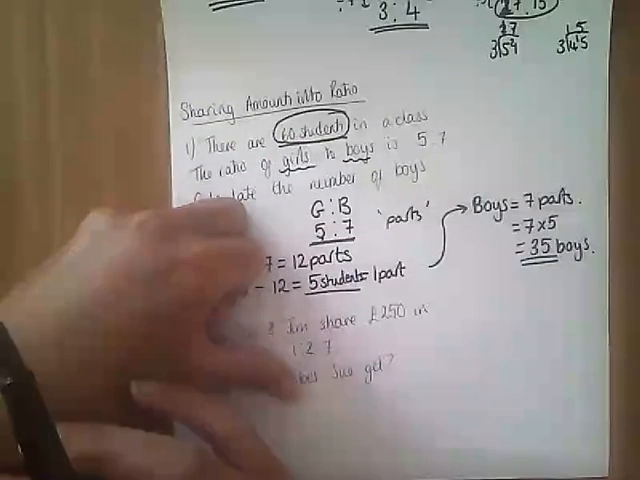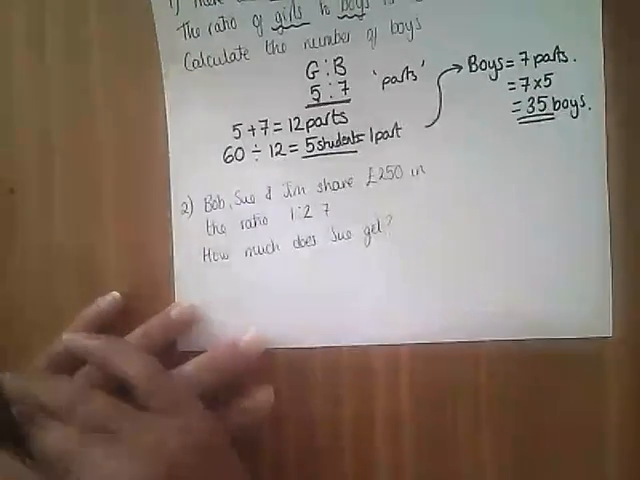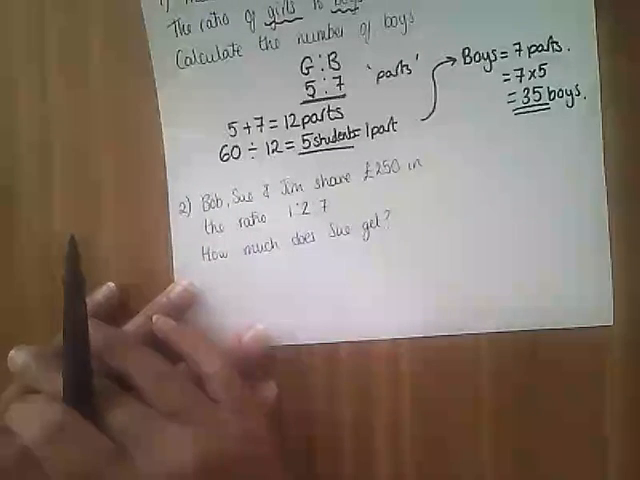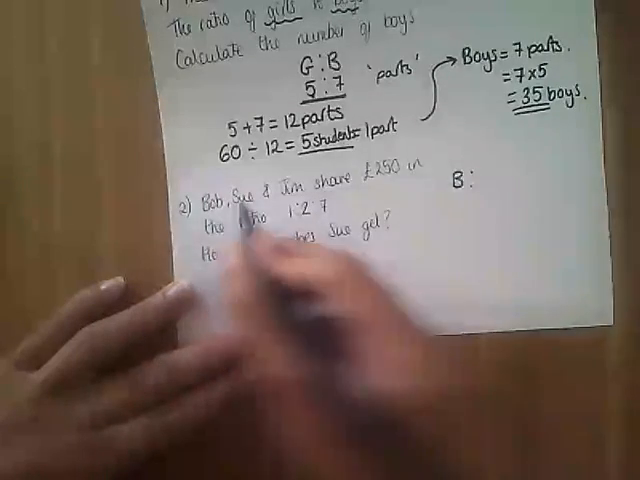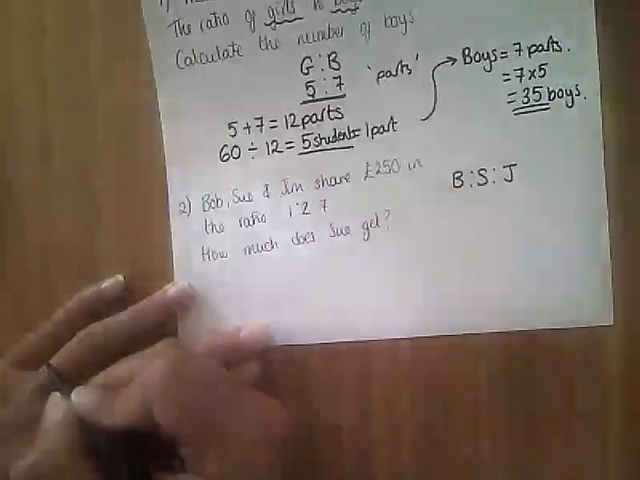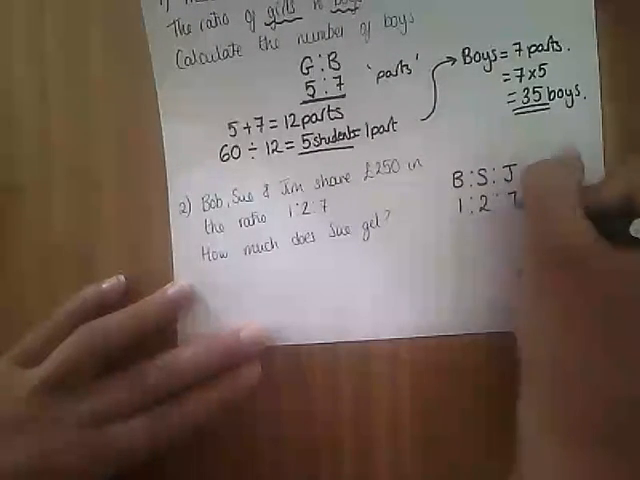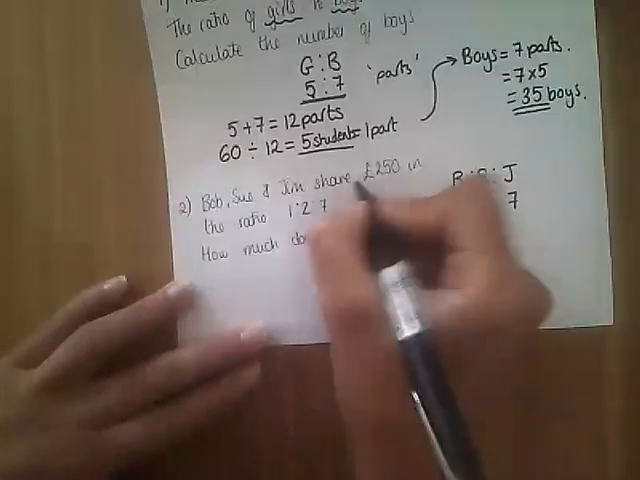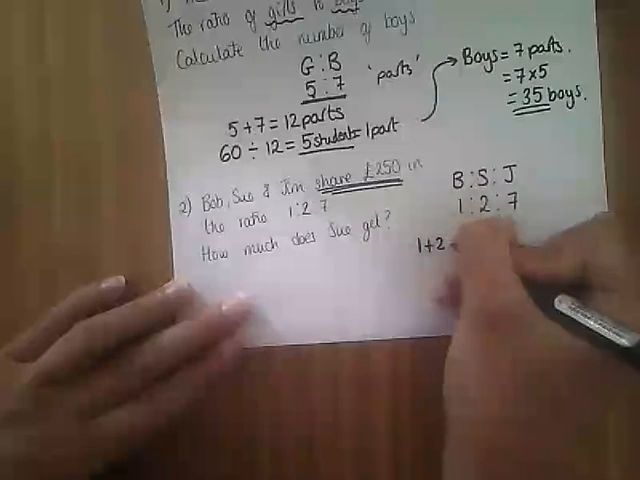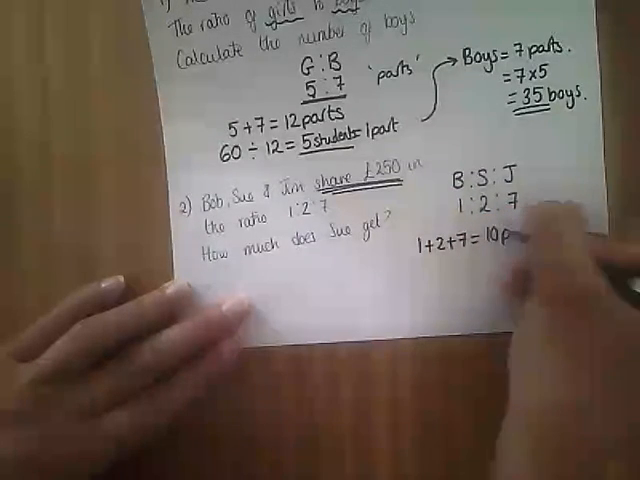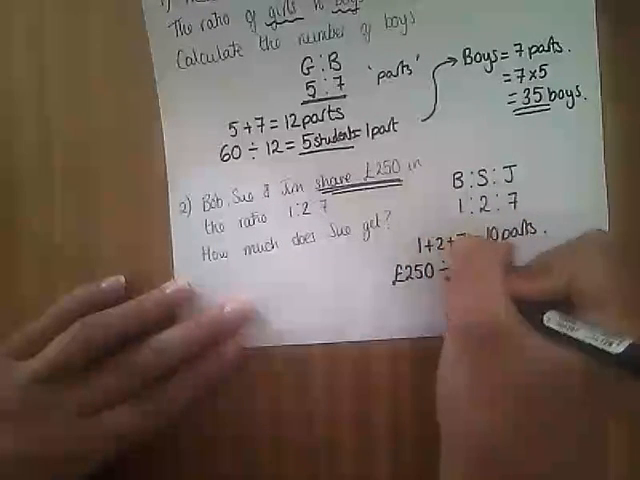Right, question 2. Bob, Sue and Jim share £250 in the ratio 1 to 2 to 7. How much does Sue get? Because Bob came first, he's first in the ratio, then it's Sue, then it's Jim. So Bob is 1 part, Sue is 2 parts, Jim is 7 parts. We've got to share a total of £250. So we're going to work out how many parts we've got in total. So in total, we have 10 parts. We're sharing £250 into 10 parts.